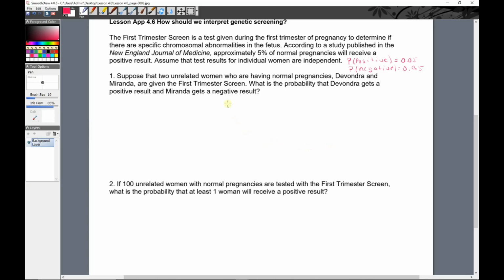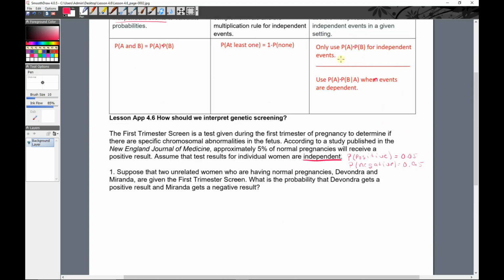Assume that test results for individual women are independent. That is telling us which formula to use. That means we're going to use this one, which is just a shortened version of this one.